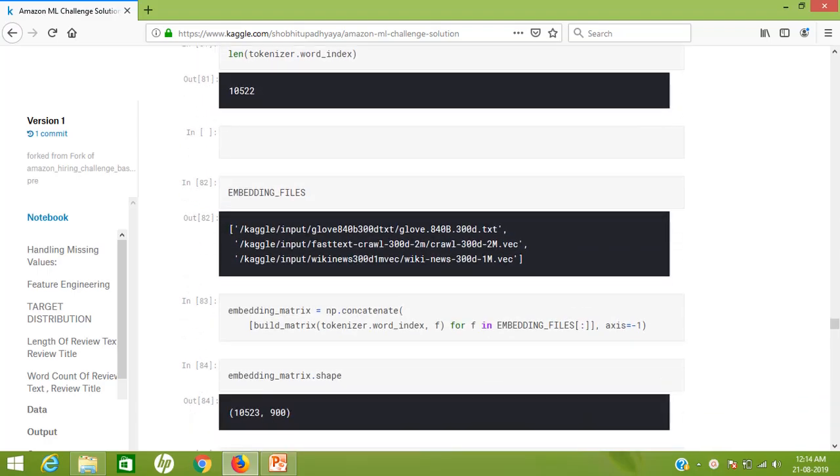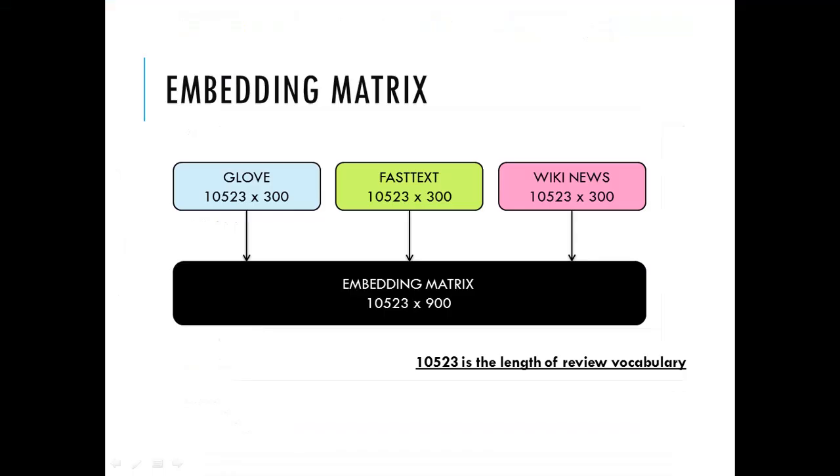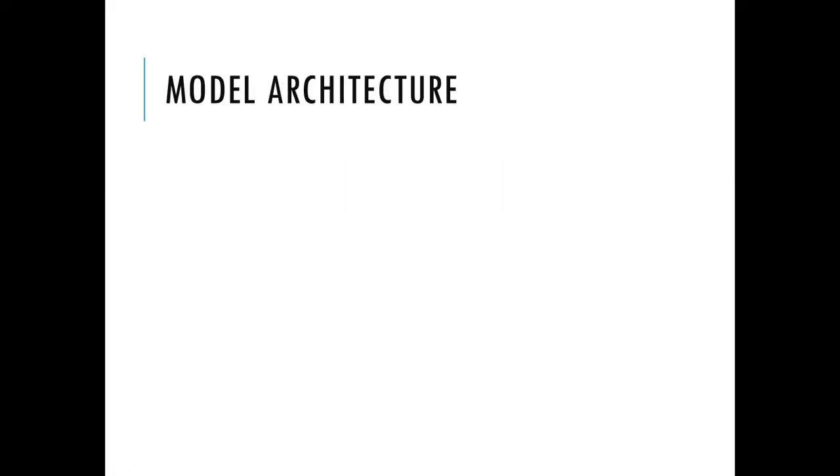Another trick I have used in this competition is I am creating an embedding matrix by concatenating three embedding matrices generated from three different pre-trained embedding files. This is the graphical representation. I want to take the advantage of different pre-trained embeddings, so I have assembled them together by concatenating them. Let's have a look at the model architecture.